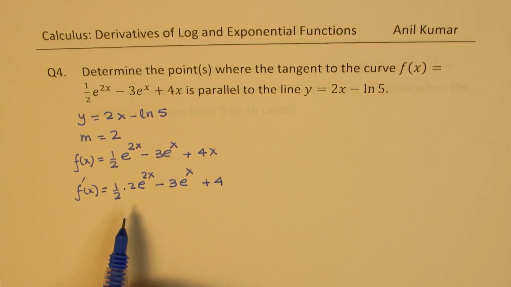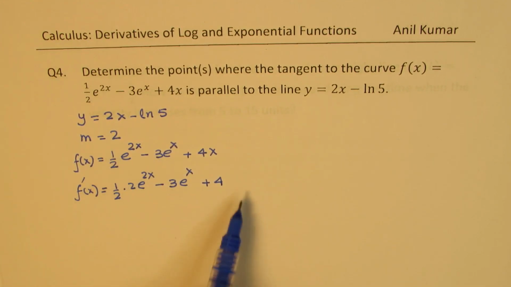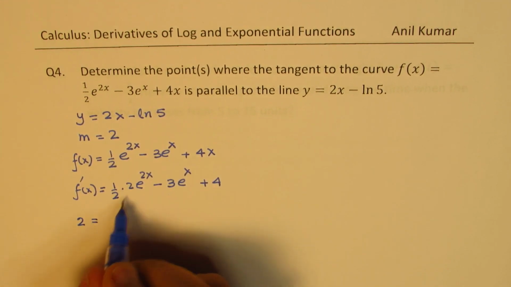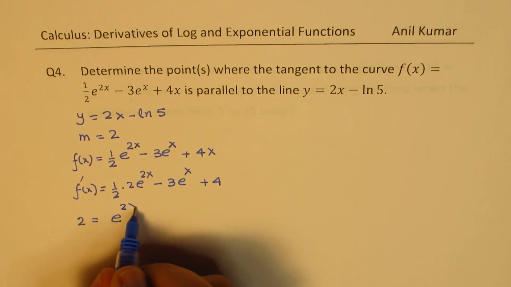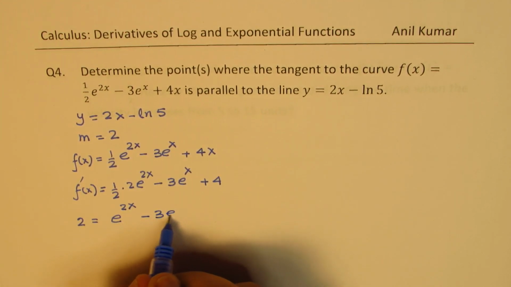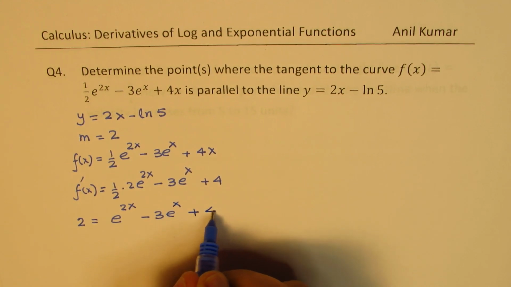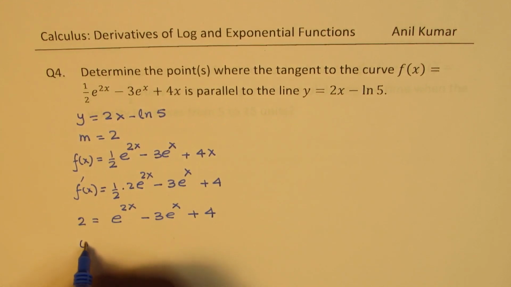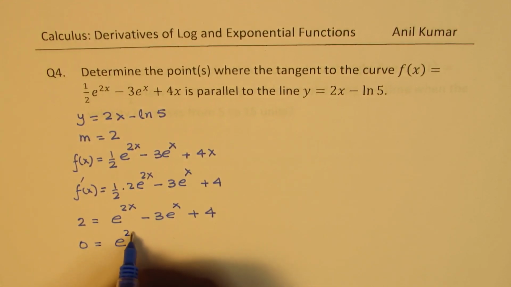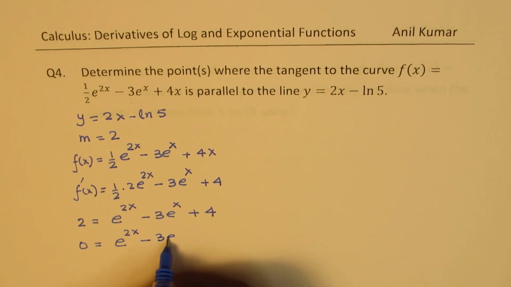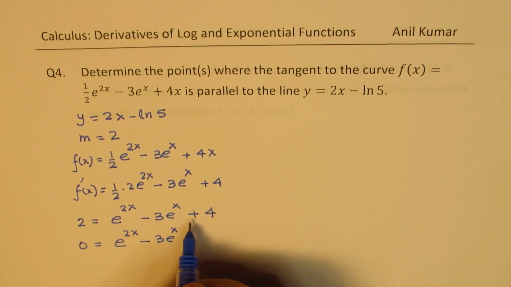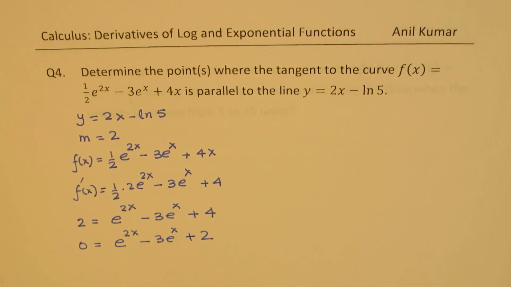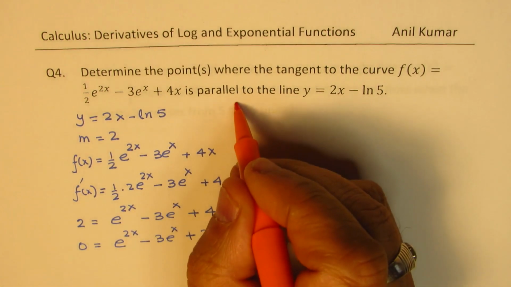Now this derivative should have the same slope, that means 2; this all should be equal to 2. So we'll equate that, so we have 2 equals, 2 cancels, so we have e to the power of 2x minus 3 e to the power of x plus 4, right? Now we can bring all these terms to one side, so we get 0 equals e to the power of 2x minus 3 e to the power of x, and we get 4 minus 2 as plus 2. Correct. So I combine the last two. So we have a quadratic equation to work with.